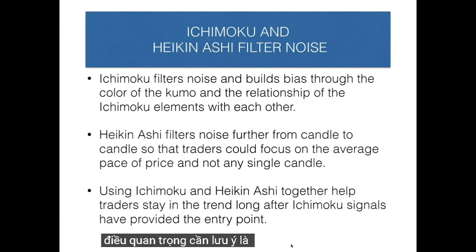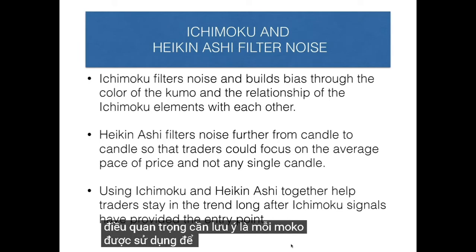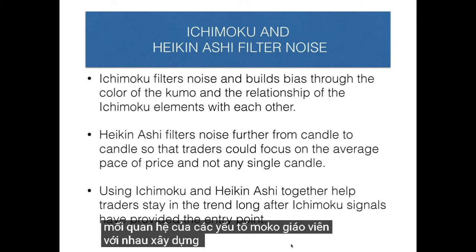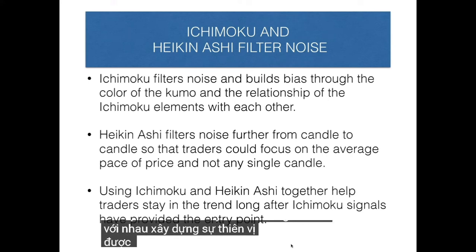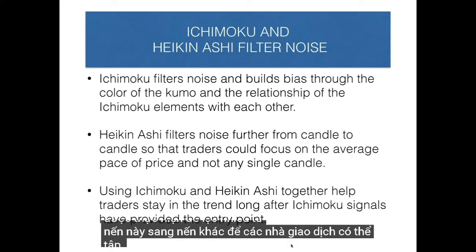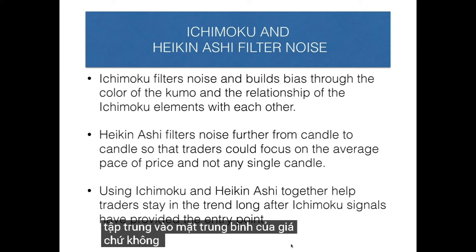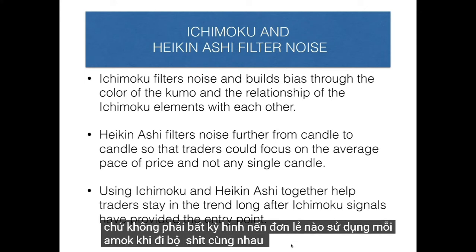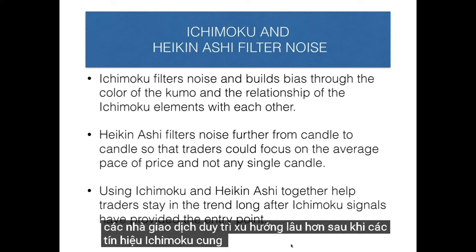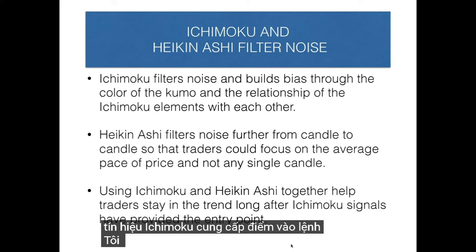It is important to note that Ichimoku is used to filter out the noise in price action as well. The color and the direction of the Kumo and the relationship of the Ichimoku elements with each other build the bias. Heikin Ashi filters noise further from candle to candle so that traders could focus on the average pace of price and not any single candlestick. Using Ichimoku and Heikin Ashi together help traders stay in the trend longer after Ichimoku signals have provided the entry point.